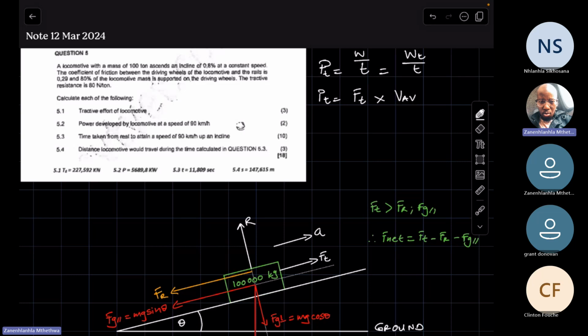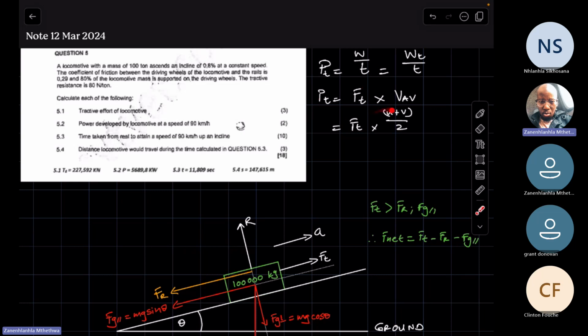average velocity, right? Essentially, average velocity is initial plus final divided by 2. So for dynamics or engineering science, this is essentially how we calculate power. So looking at this question from this perspective, power developed by the locomotive at a speed of 90 kilometers per hour, essentially we have everything we need.